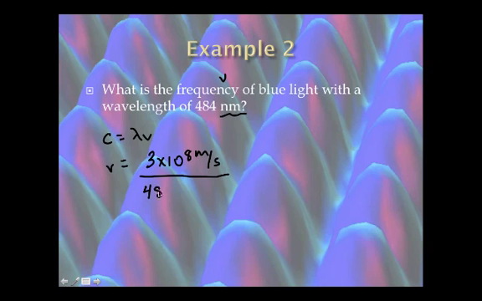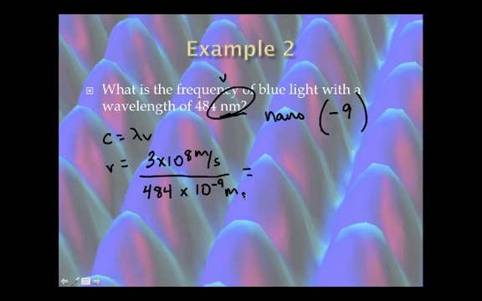So here's the shortcut I use in my calculator. Take 484 in your calculator times 10 to the minus 9 meters, because a nano means minus 9. It's a billion nanometers in 1 meter. So we just put that in there. It's okay to put it in your calculator this way because it's easy, for one, and for another, this isn't your final answer. You don't have to worry about proper scientific notation until your final answer, right?